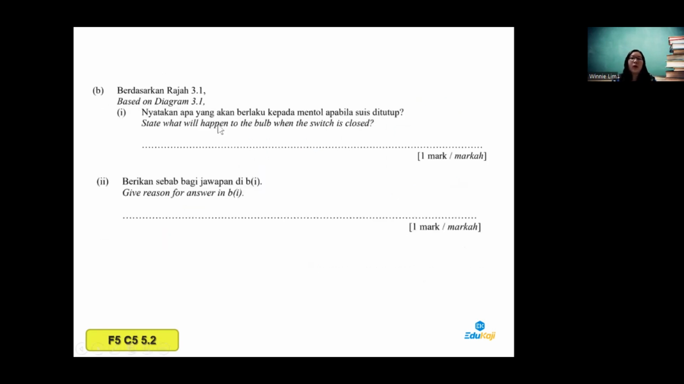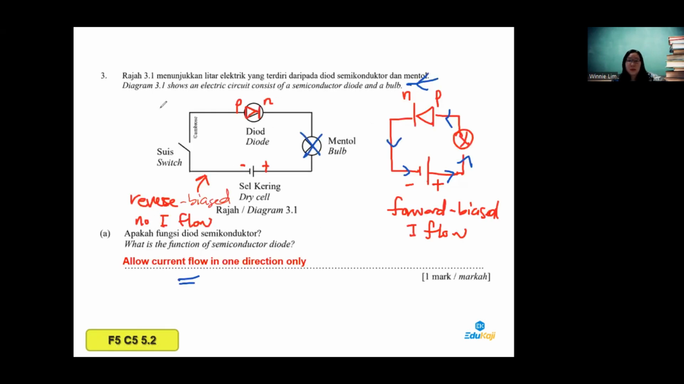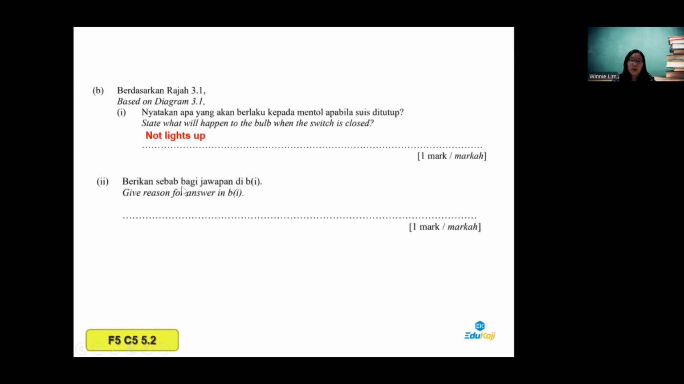Okay, next, what will happen to the bulb when the switch is closed? So like I showed you just now, what is happening? Will the bulb light up or not? As I mentioned, no, because the connection is reverse bias. Reverse bias, so therefore no current can flow, due to the resistance of the diode being too high. This is the idea behind it.